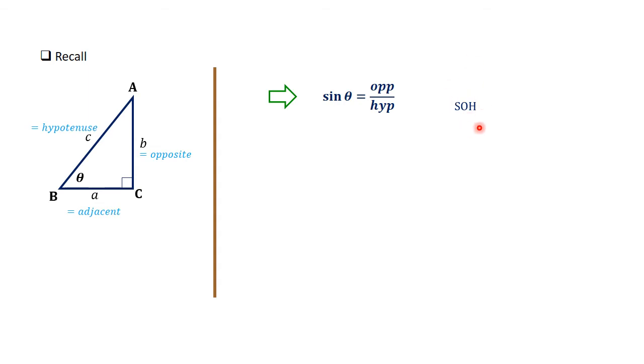So this is just a way of ensuring that students can remember that with ease. So if you are struggling, sine is equals to what? You should always say SOH, meaning sine is opposite over hypotenuse.